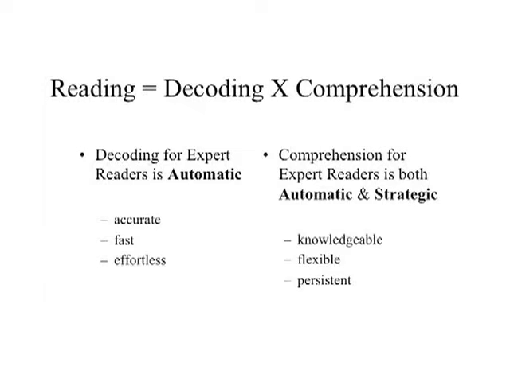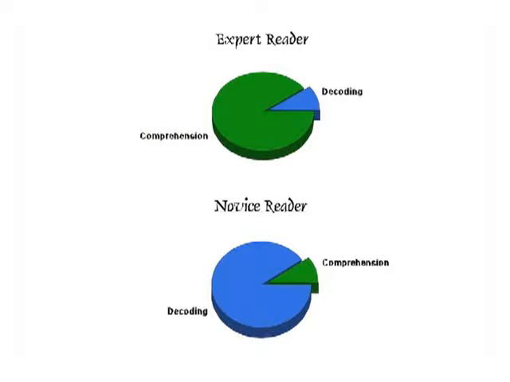So decoding and comprehension both have to be there, and in expert reading, both are there, operating along with decoding, which is primarily automatic, a lot of comprehension automatic, and sometimes strategic. What I'm describing here can be summarized nicely by these pie charts, okay?